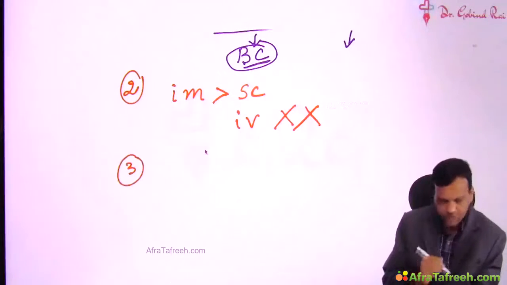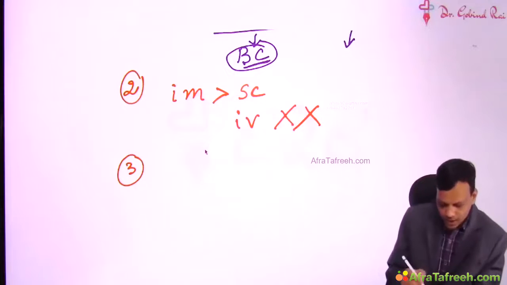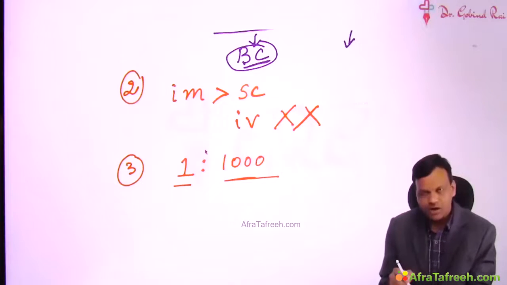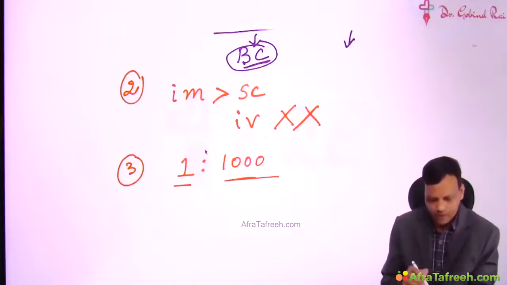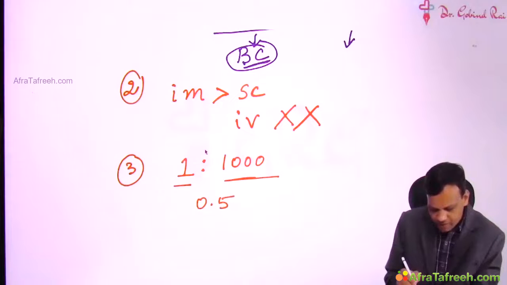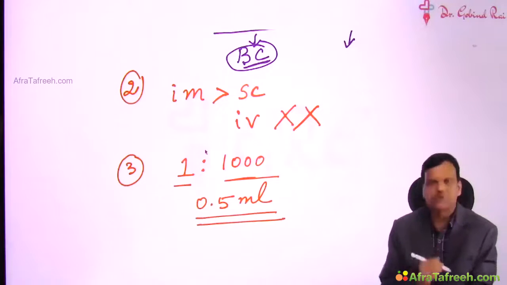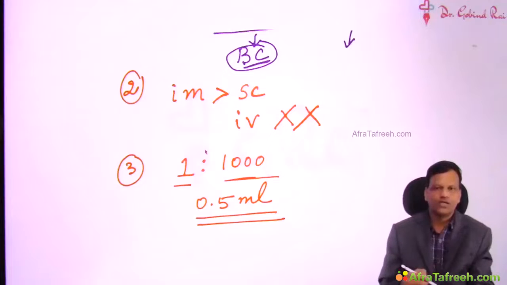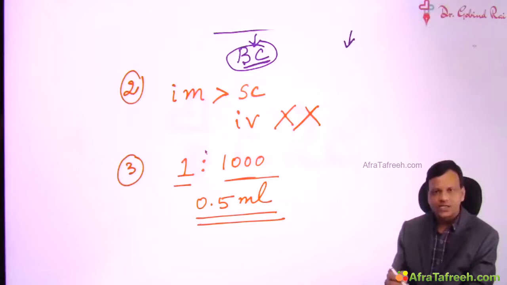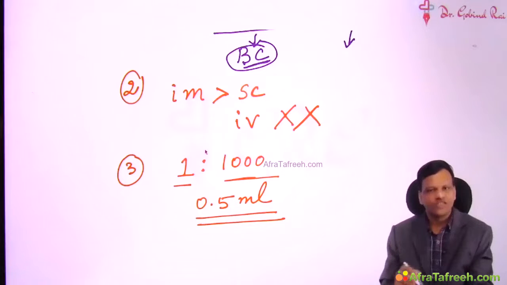Now, third important question, what is the concentration of choice? The concentration of adrenaline used is 1:1000. 1:1000 means 1 gram of adrenaline is dissolved in 1000 ml of solution, and 0.5 ml of this solution is given as the intramuscular dose. So 0.5 ml of 1:1000 solution is the dose. So route of choice is intramuscular, drug of choice is adrenaline, and concentration of choice is 1:1000. 99% of the patients will improve with this dose.